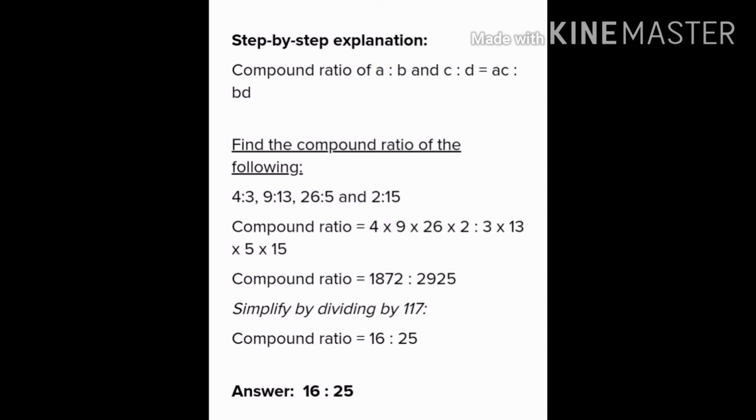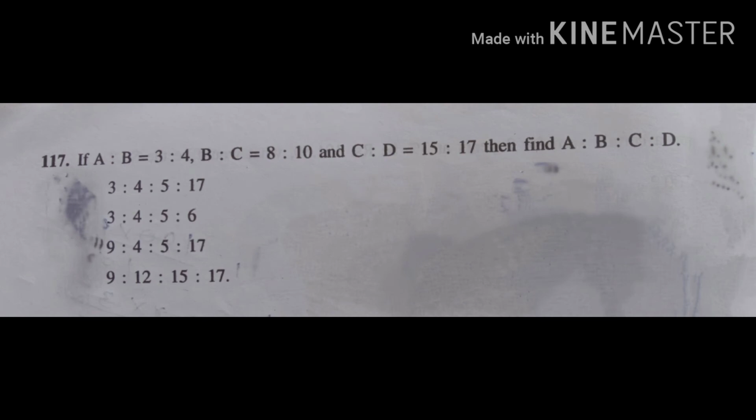Put the values 4 into 9 into 26 into 2 for the numerator, and 3 into 13 into 5 into 15 for the denominator. So the compound ratio is 1872:2925. Simplify by dividing both sides by 117. You will get the compound ratio equal to 16:25. So option A is correct, 16:25. Move to the further question.